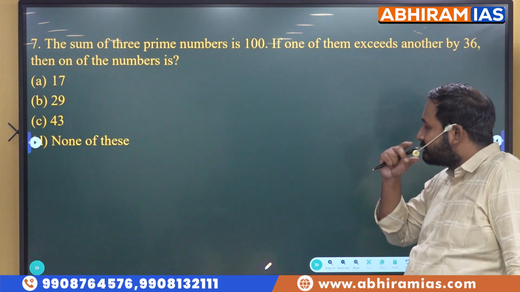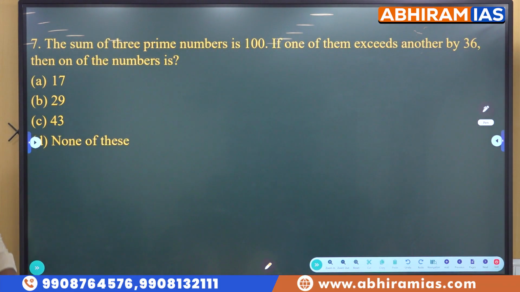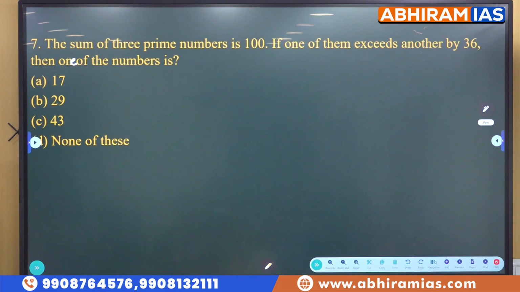And next, please see this one. The sum of 3 prime numbers is 100. If one of them exceeds another by 36, then one of the numbers is... sorry, the word is missing here. Then one of the numbers is, the sum of 3 prime numbers is 100, right? If one of them exceeds the other by 36.